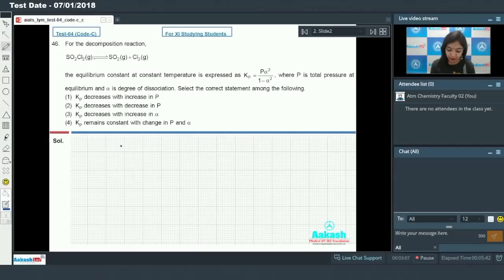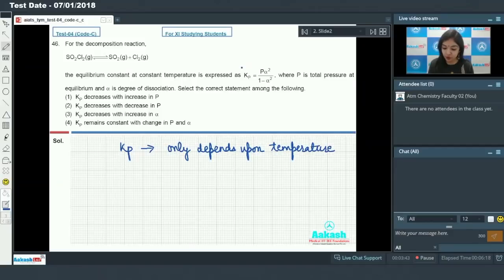So you should know that the equilibrium constant Kp only depends upon the temperature. It only depends upon temperature. So the expression given to you for Kp here was only to confuse you. So Kp only depends upon the temperature, not on the total pressure, not on the degree of dissociation alpha. So see the options now.